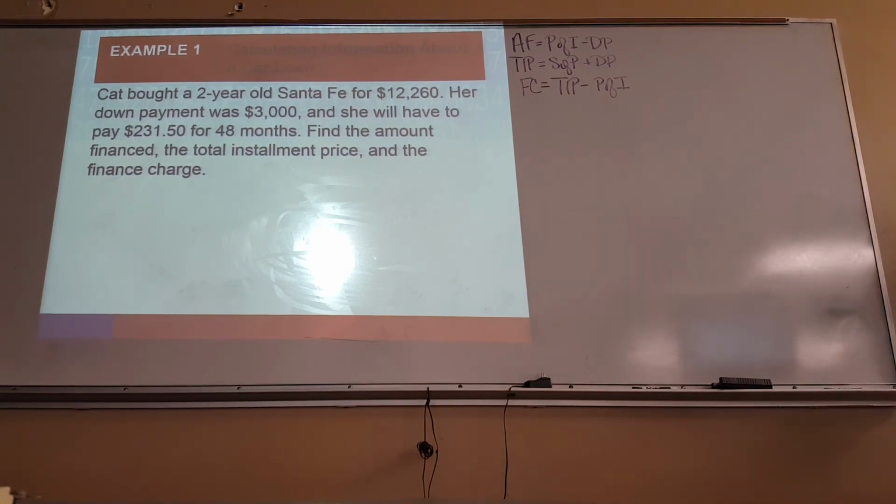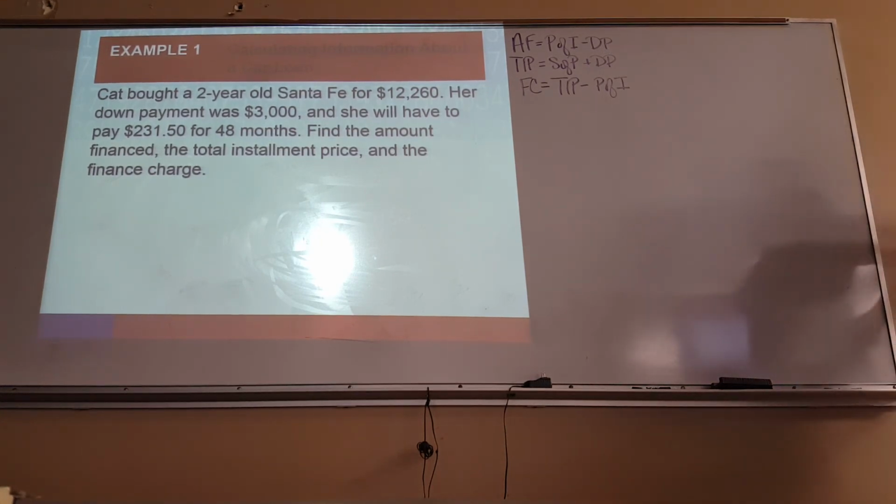So here on our first example, it says Kat bought a 2-year-old Santa Fe for $12,260. Her down payment was $3,000, and she will have to pay $231.50 for 48 months. Find the amount financed, the total installment price, and the finance charge.